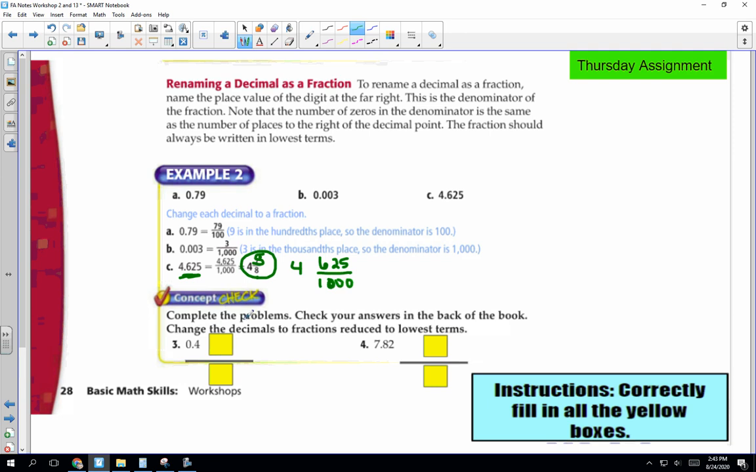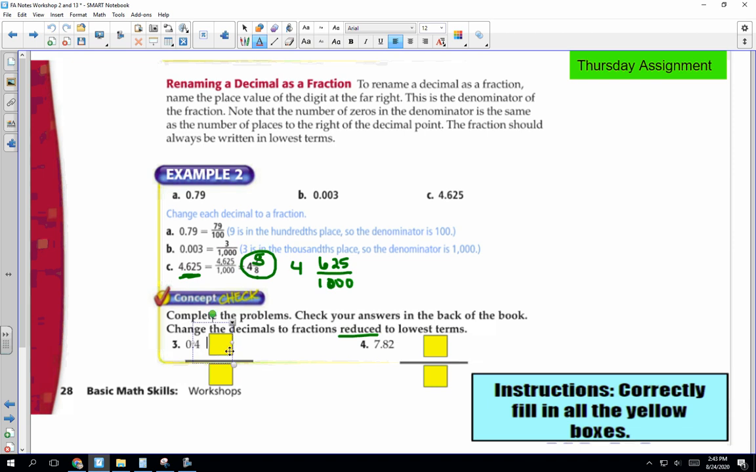All right, so we are going to complete the problems. We're going to check our answers in the back of the book and change our decimals to fractions. We're also going to reduce to the lowest terms. If you're not super good at that, that's completely fine. We have the calculator to help us out with that. So this is 0.4 or 4/10.